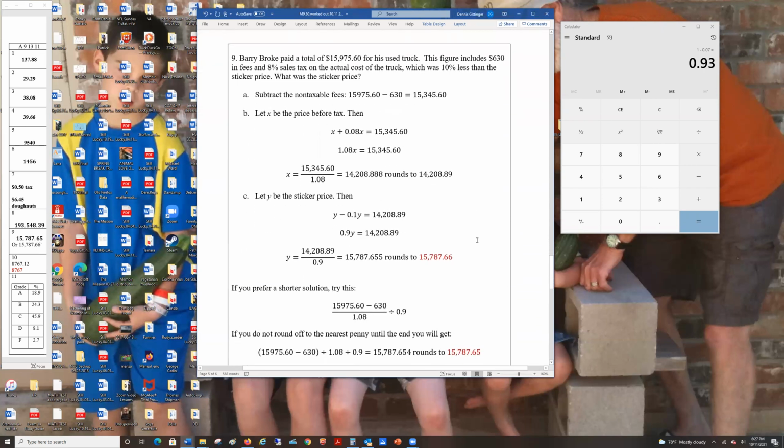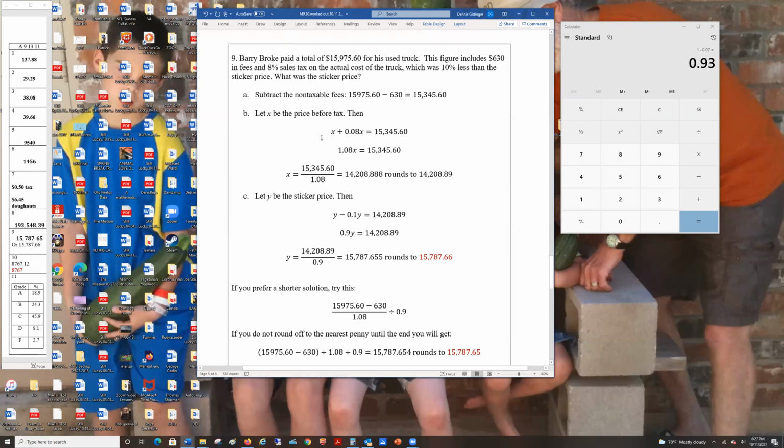Here's a problem that we can work in several ways. We've seen this before on page 5 with follow-up on pages 7, 8, and 9. And that would be a good reference if you see one of these problems again. So the out the door price is $15,975.60, and that figure includes $630 in fees. Oh, well, let's see. Let's subtract the fees out then, and we get $15,345.60 because they're not taxed. It also includes 8% sales tax.